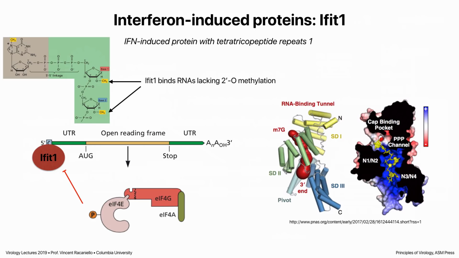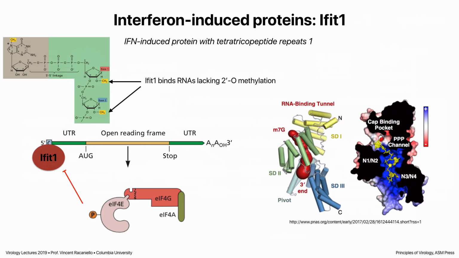And IFIT binds RNAs that lack 2' O methylation, because a lot of viral RNAs lack 2' O methylation. And so when IFIT1 binds, it prevents the cap binding protein from binding, and so the RNA is not going to be translated. So again, this is an antiviral protein made by the host cell. And on the right is the structure of this protein solved a couple of years ago. You can see in red is the G. This is called m7G. It's just the brown part, the G and the base with the methyl, and that's the red structure that's bound in a pocket inside of this IFIT1 protein.